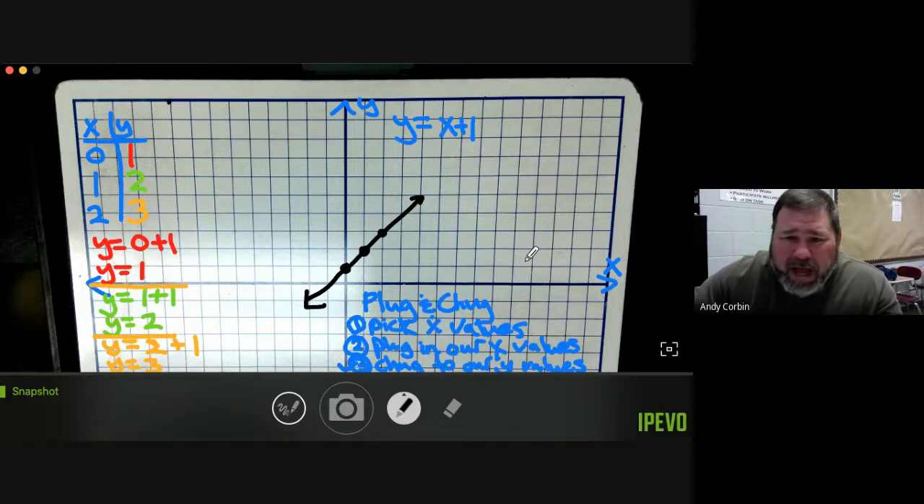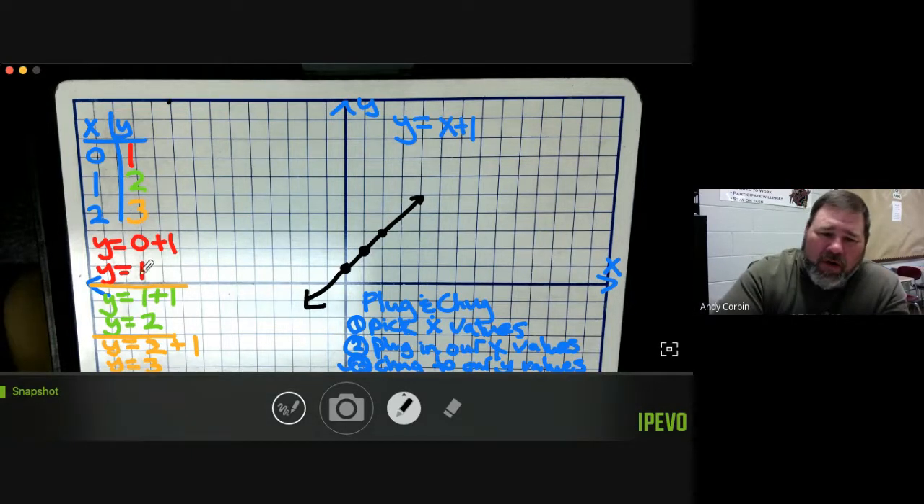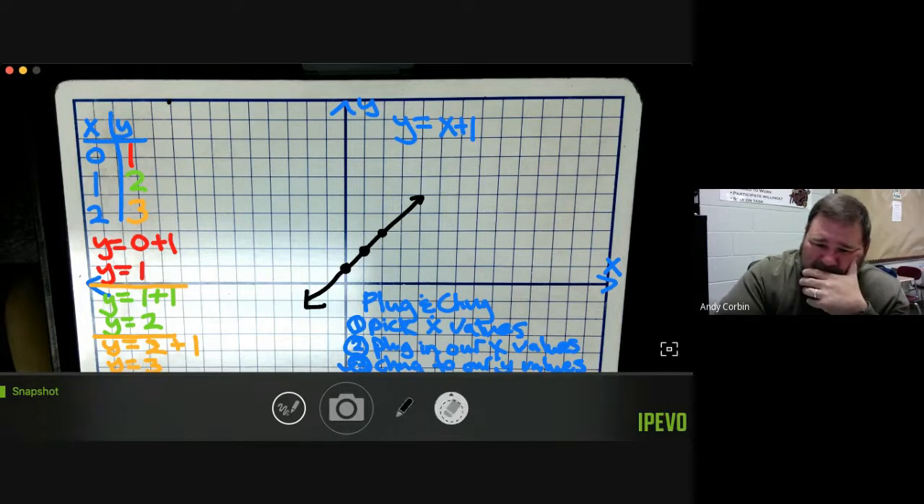Okay, what is y when x is 0? What is y when x is 1? What is y when x is 2? And that's what I did over here in the red, green, and the orange. Okay, now once I get those ordered pairs, they are solutions to the equation. I graph them, connect the dots, boom, I've got my line. Okay. All right. Let's see if I can't give you another one.